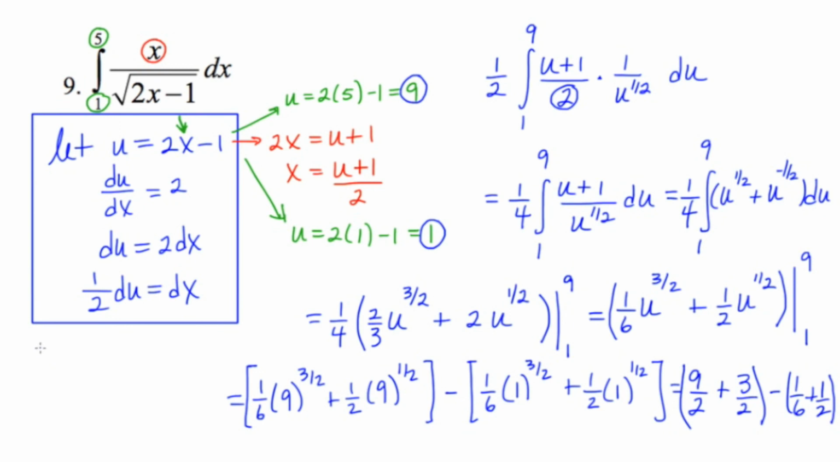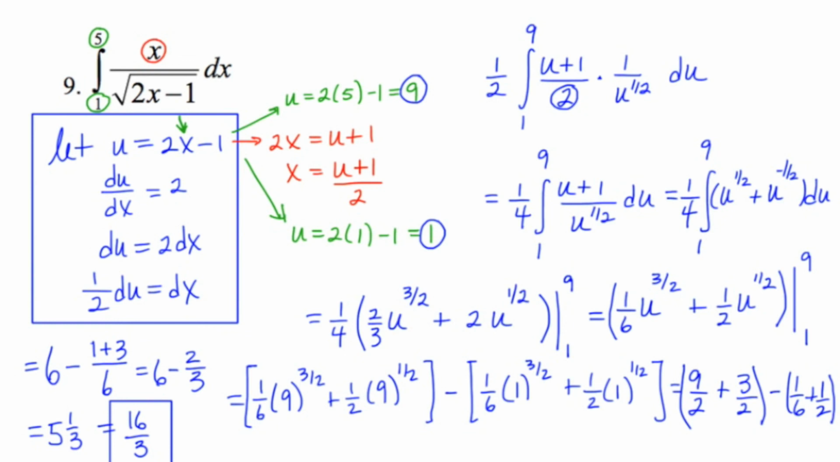9/2 and 3/2 is 12/2 or 6. And then we've got to do 1/6 minus 1/2. Let's see. So the common denominator would be a 6. So this ends up being 1/6 plus 3/6, which is 6 minus 4/6, which is 2/3. So this is going to be 5 1/3, or 16/3.